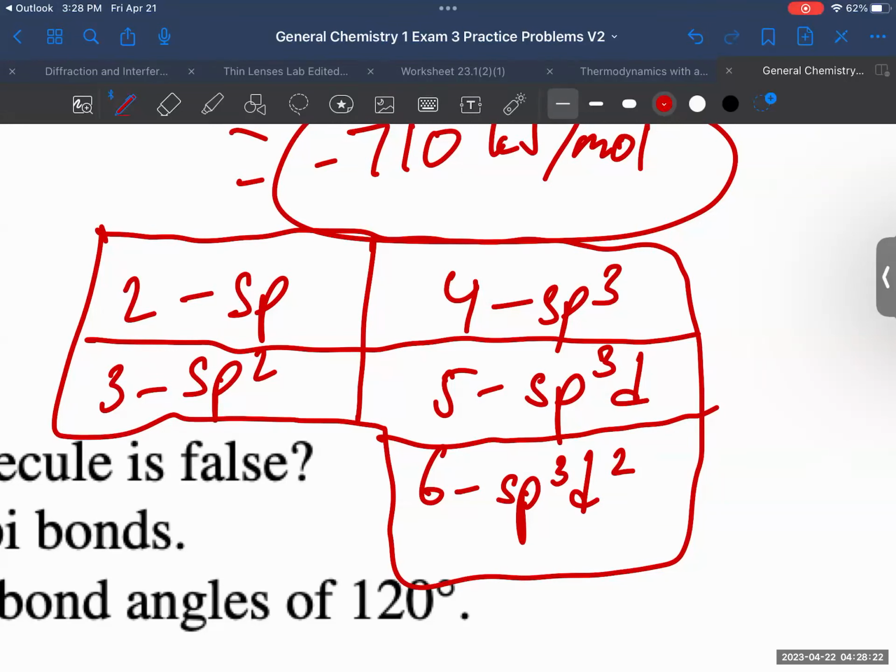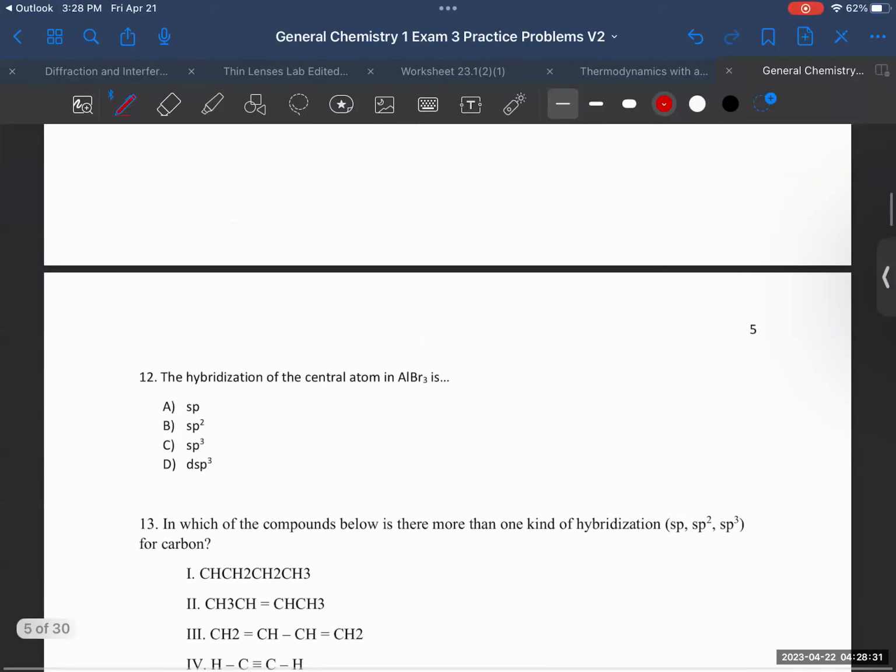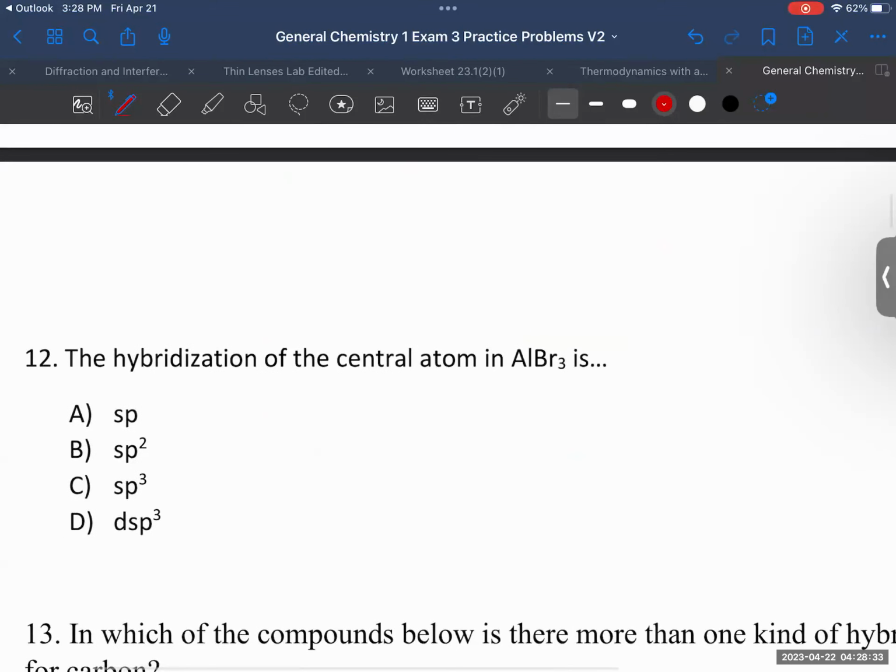Gotcha. All right. Since y'all don't want to see the explanation, we're gonna move on. Hybridization again. Hybridization of the central atom in AlBr3 is what? Since I started it 10 minutes late, I'm going to end it off at like 3:45. I think that's fair. All right.